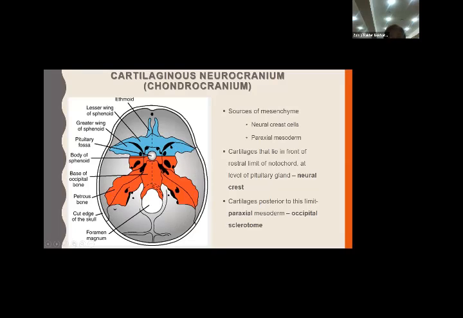This mesenchyme is contributed by neural crest cells cranial to, anterior to the pituitary fossa, anterior to the rostral limit of notochord over here. That corresponds to the level of pituitary gland, the pituitary fossa. And posterior to this limit is this part of these cartilages developed from paraxial mesoderm. And this part develops from occipital somites.